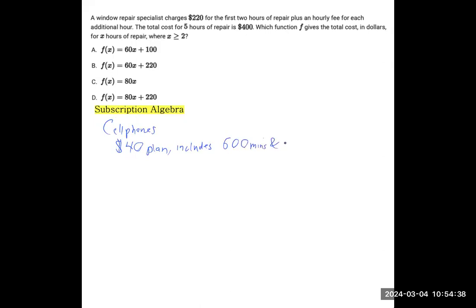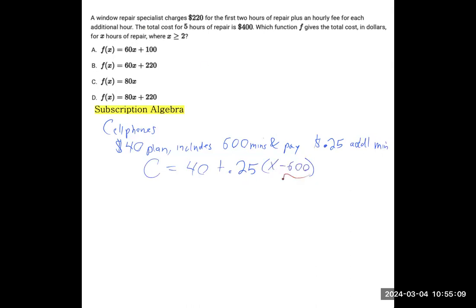And then you would pay about 25 cents for each additional minute. So this is just an example of how subscription algebra works. In this situation, the cost that you would pay would be the $40 plus 25 cents, but the number of times you would pay that would be X minus 600.